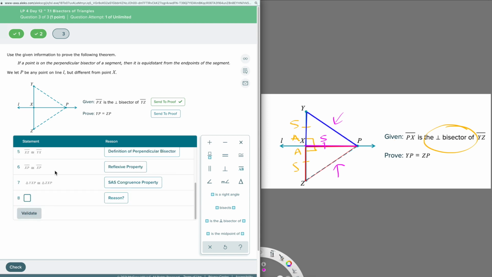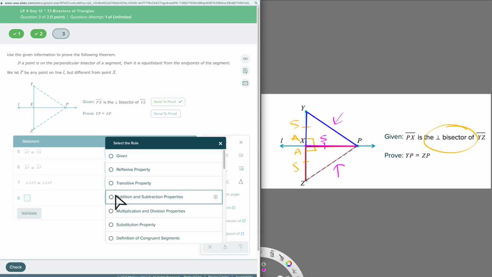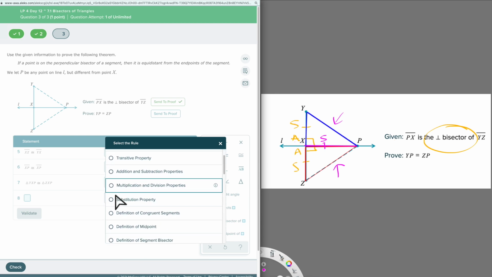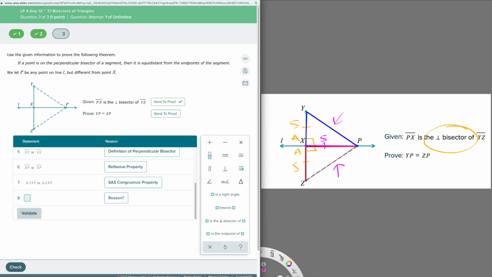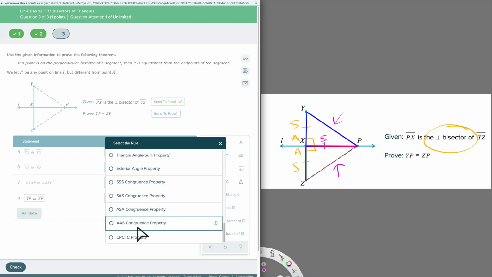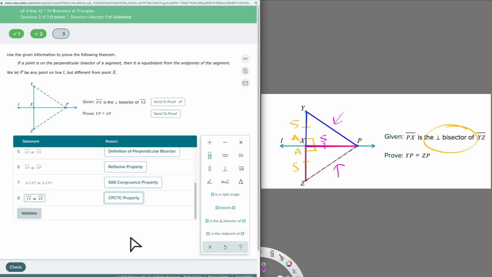So I can say corresponding parts of congruent triangles are congruent. I think I have to do this in two steps because it goes from congruent to equal. So I'm going to have to do congruent first. Segment YP is congruent to segment ZP. And I'm going to say CPCTC, corresponding parts of congruent triangles are congruent. So I'm going to validate, and now I can send this down to be equal.